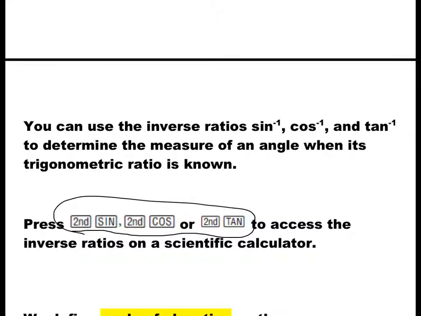So for example, if I ask you, if sine of an angle is 0.75, what is that angle in degrees? So go ahead. If sine alpha is 0.75, what is alpha? If you do this one, then you get alpha is about 48 degrees.